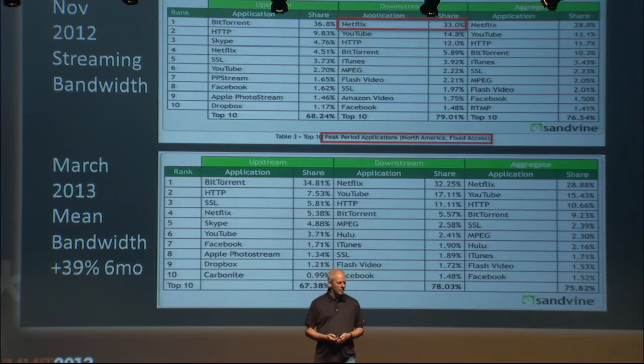And they did an update. And in this update, they mentioned that the total bandwidth went up almost 40% in 6 months. So that's the top line number went up. And we were still roughly 1/3 of that traffic.